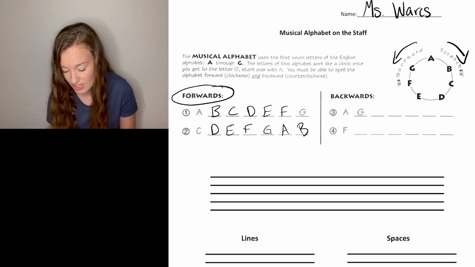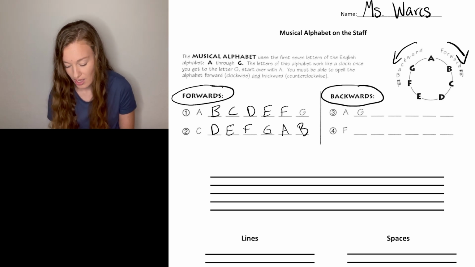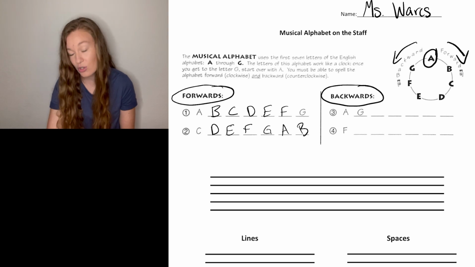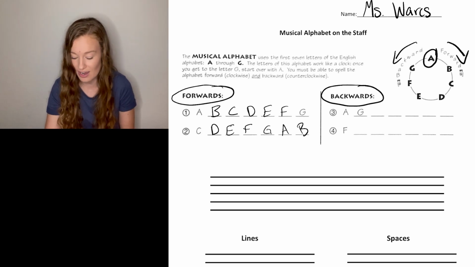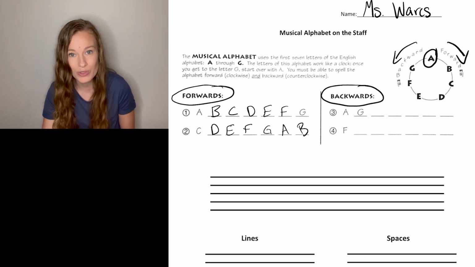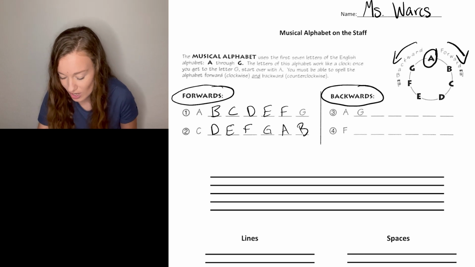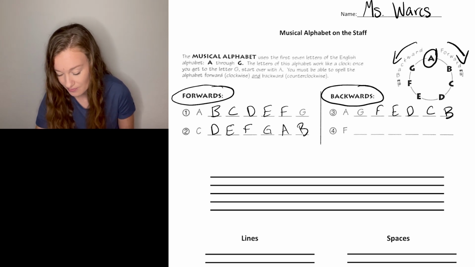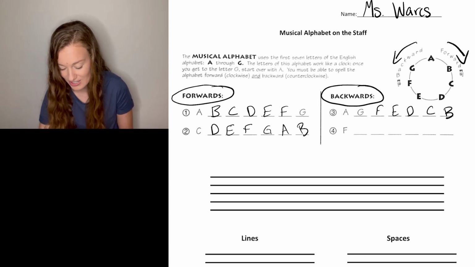Now we're going to be practicing going backwards. So the first example, we'll start on letter A. We're going backwards, so we're going to be going counterclockwise this time. They already gave us that next one, which is going to be G. If we keep going, we'll have F, followed by E, D, C, and then we'll end on our B. Good, let's take a look at the next example.